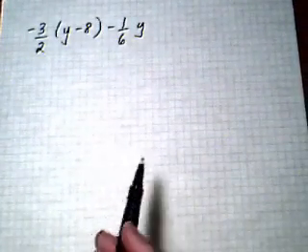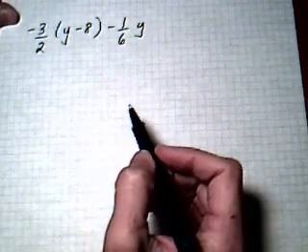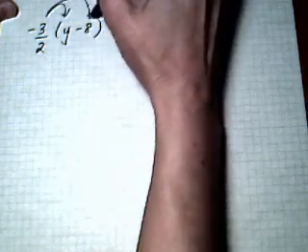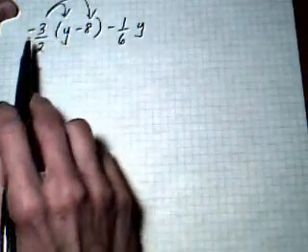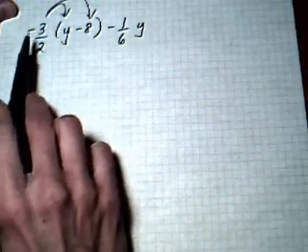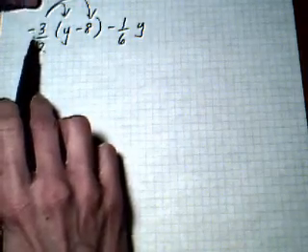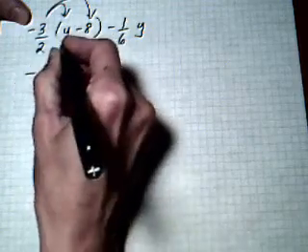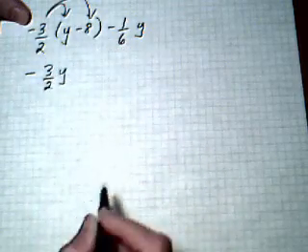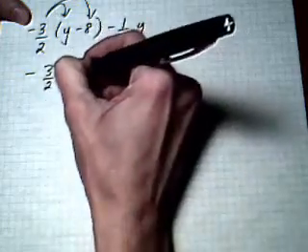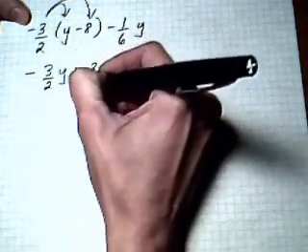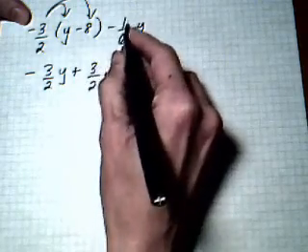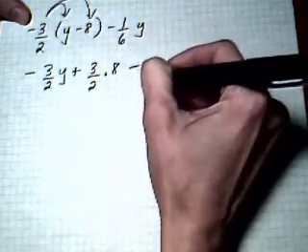Minus 3 halves, parentheses, y take away 8, take away 1/6 y. First thing is distribute, so we get the minus 3 halves distributing. And I'm going to use the sign shortcut that I used in the last video. So if you haven't watched that yet, take a look at it. Minus times plus is negative. And then 3 halves times y is 3 halves y. Minus minus is plus. 3 halves times 8. And then the negative, or take away 1/6 y, just tags along, so I'm going to write it down here.